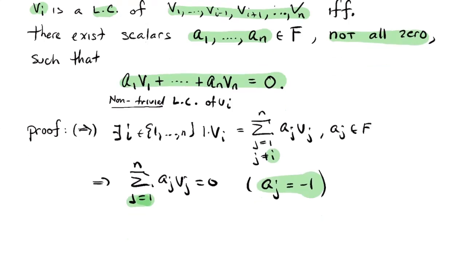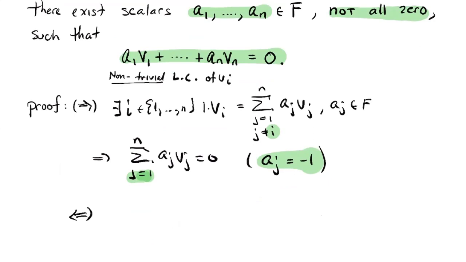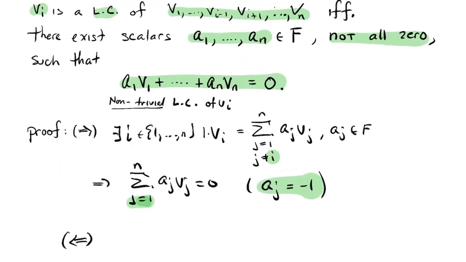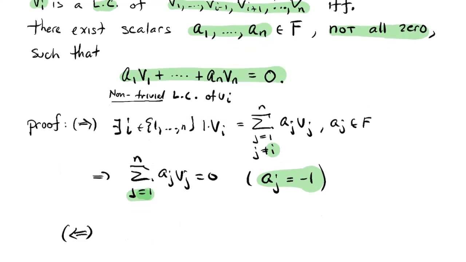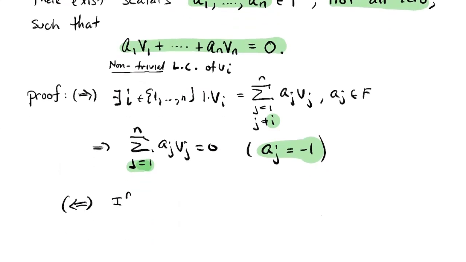Wasn't so bad. How about proving the other way? I think it's going to go just as smoothly. If we have some non-trivial linear combination, I'm going to write it in summation notation. I've got some combination of all the v's, let me not be lazy and indicate that. I've got all of them, and not all the a's are 0.